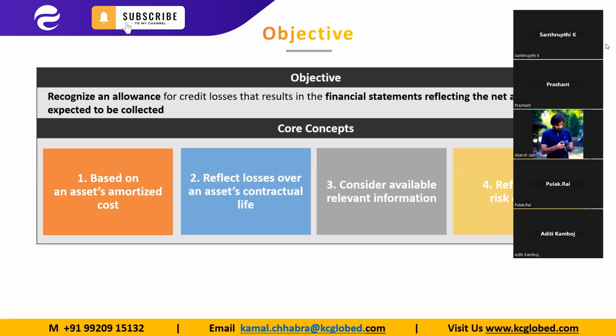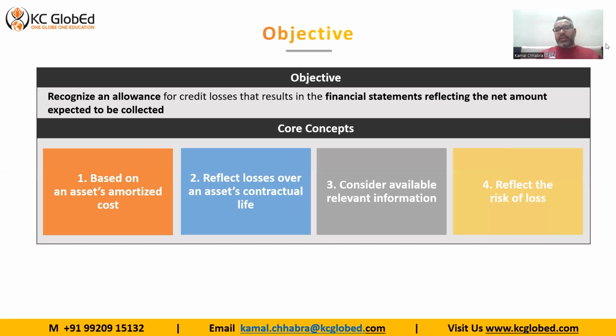Make sense? Yes, sir. So for this expected credit loss method, there are 4 core concepts which we'll be discussing one by one in detail. First one is based on assets' amortized cost. There are certain assets which use the amortization method to expense off. Hence, the related credit loss also needs to be considered on an amortization basis. We'll be discussing that in detail.